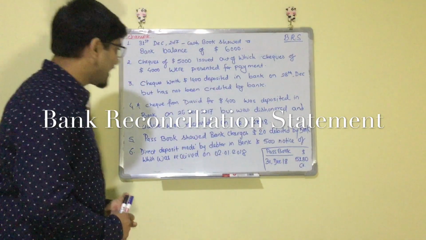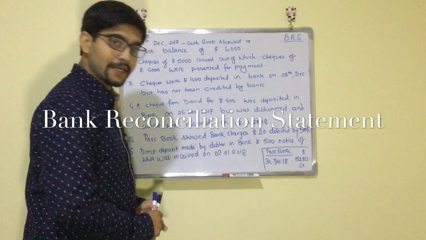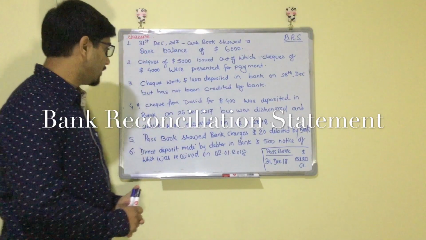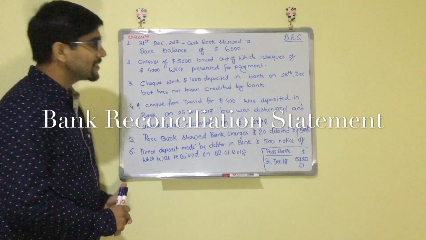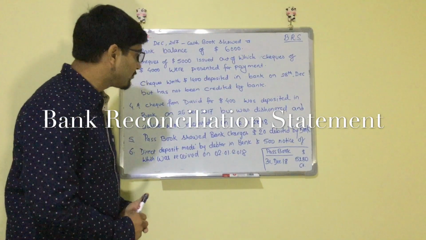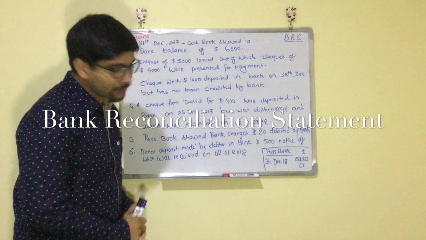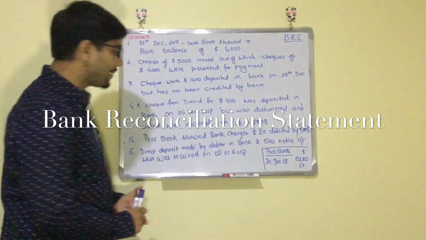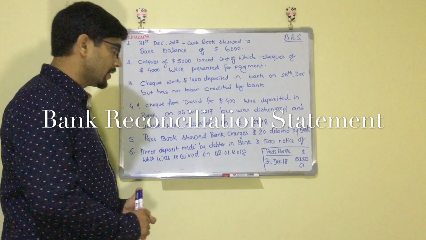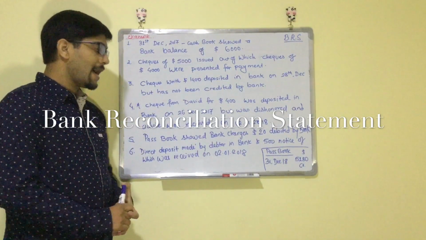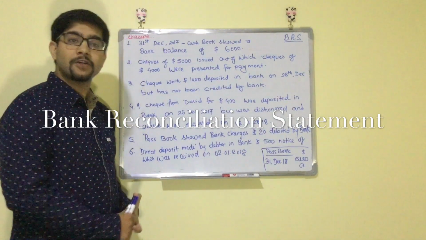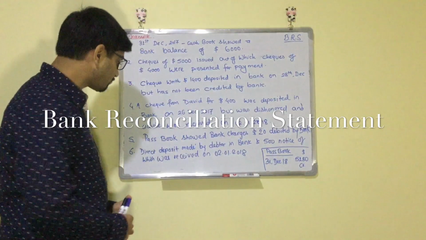Third, checks worth $1,400 deposited in bank on 20th December but not credited by bank. Fourth, a check from David for $400 was deposited in bank on 26th December 2017 but was dishonored, and advice was received on 2nd of January 2018.